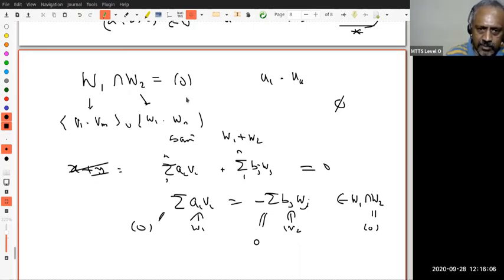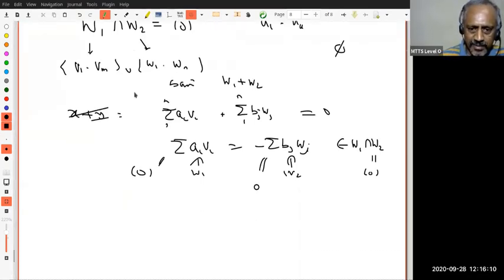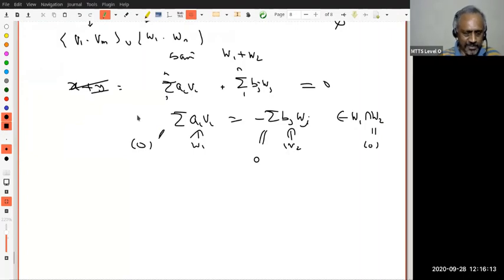Okay, the theorem is true. W1 intersection W2 is 0. I wanted to do that as a first case, but since I explained W1 intersection W2, the basis must be extended. I immediately started that. Okay, I hope all of you understood.